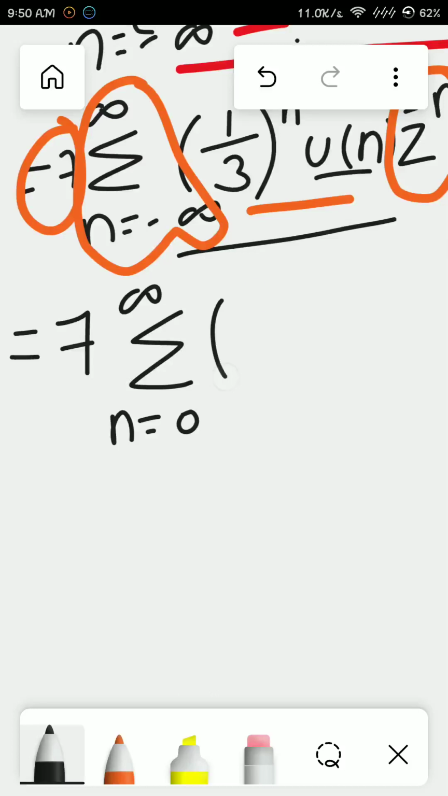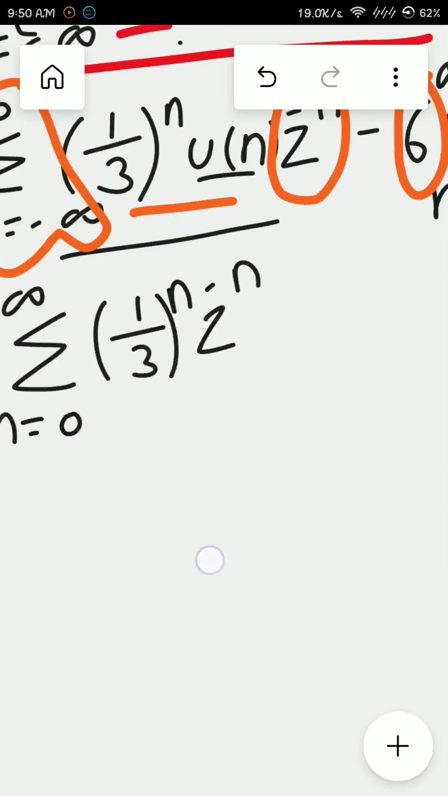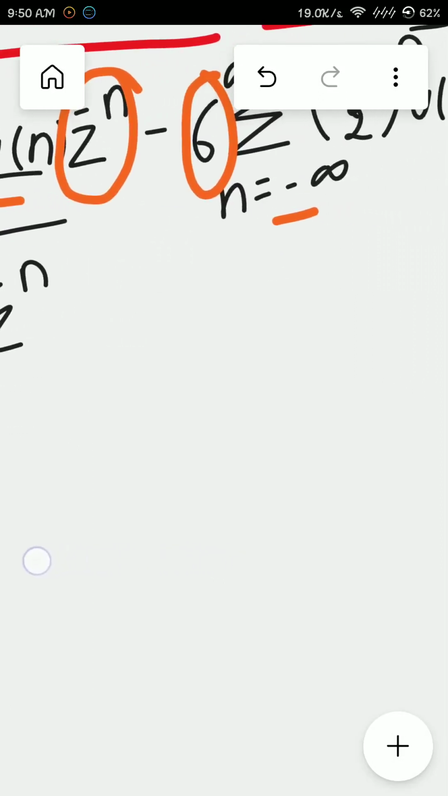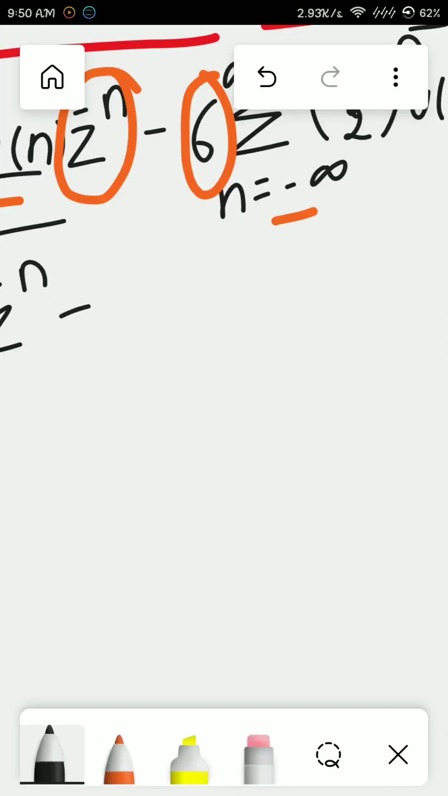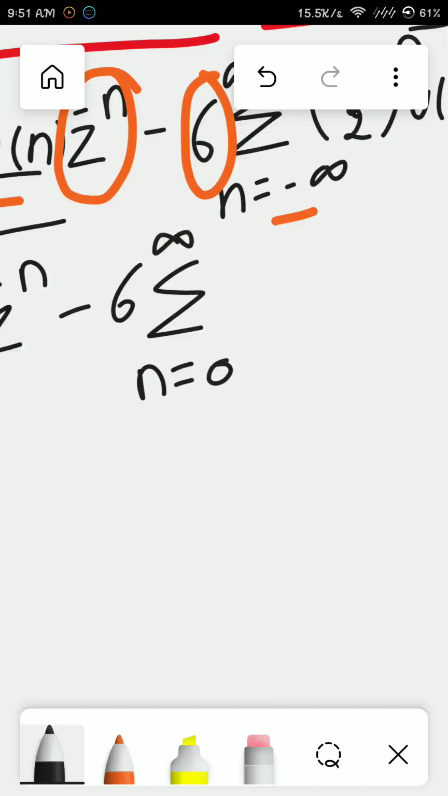Here I can say 1 by 3 to the power of n into z to the power of minus n, right? And next, I have to take, once again, minus 6 into the same thing, that is the summation for n equal to 0 to infinity. You have all done this procedure in the very first problem, right?